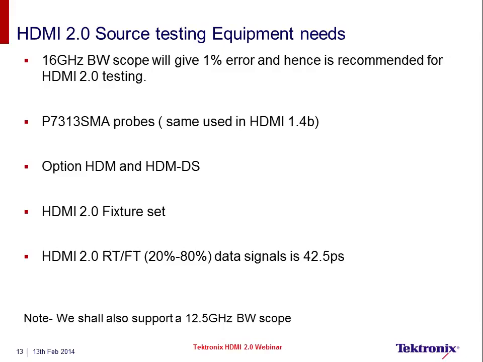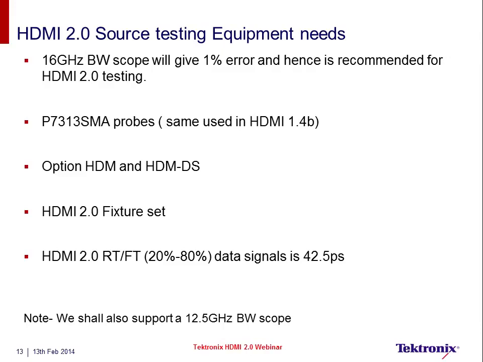The HDMI 2.0 data signal rise and fall time specification is 42.5 picoseconds. So you need to have a test equipment, basically a real-time oscilloscope, which can measure this very fast rise fall time of the data lanes of HDMI 2.0. So we recommend a 16 GHz bandwidth oscilloscope from Tektronix for HDMI 2.0 testing. Of course, we will also support the 12.5 gig bandwidth oscilloscope to meet your economics of scale needs.